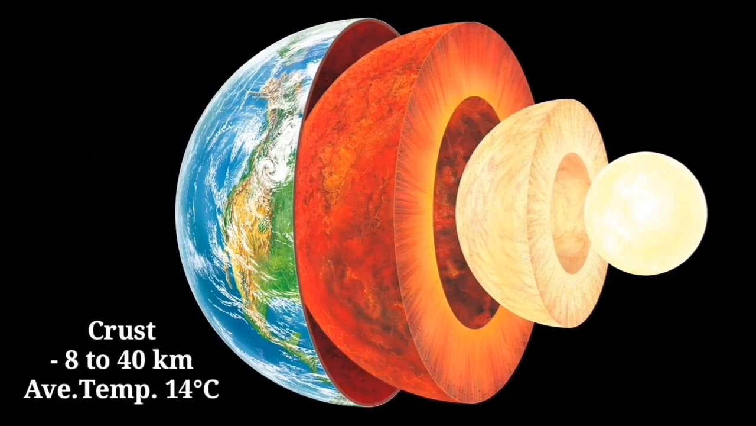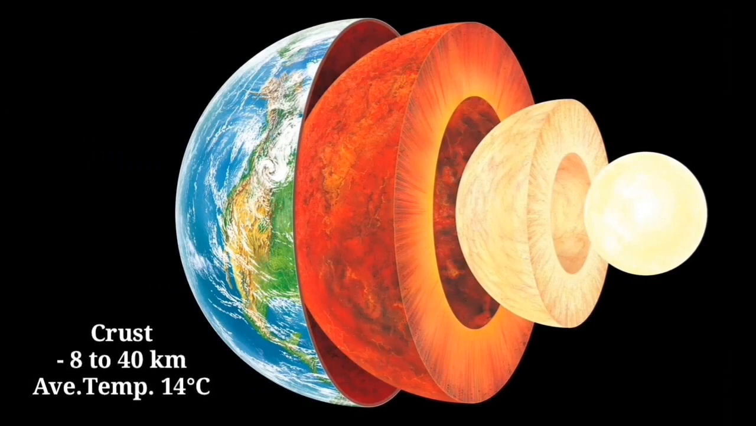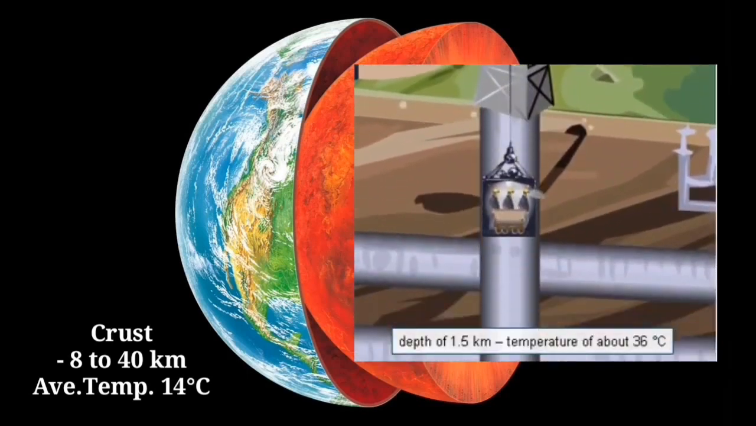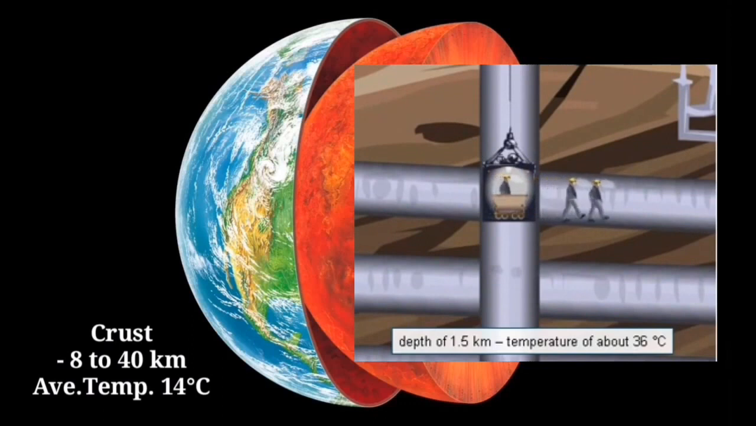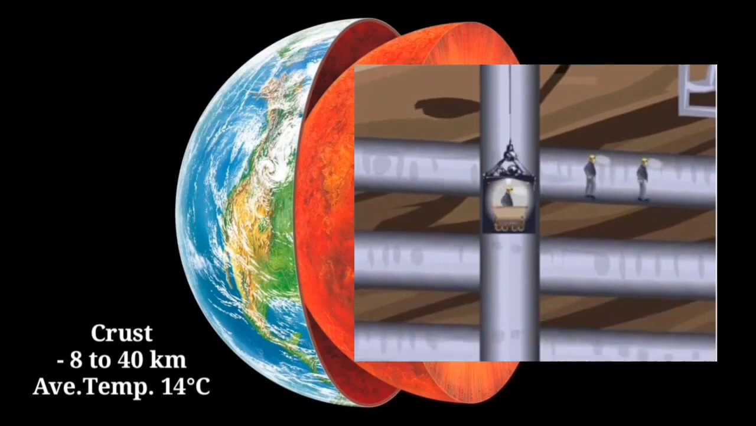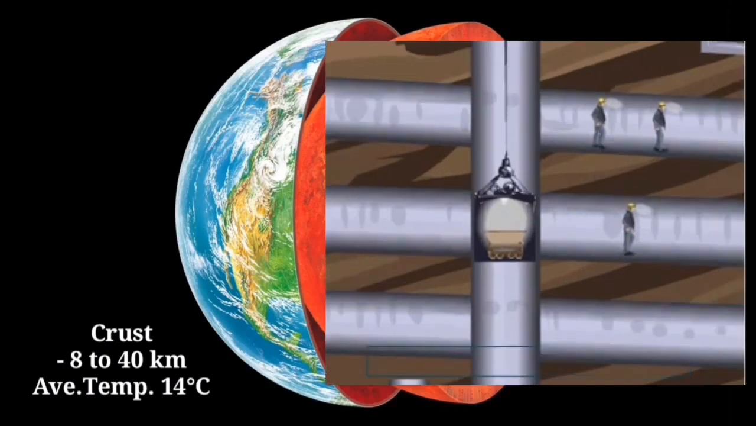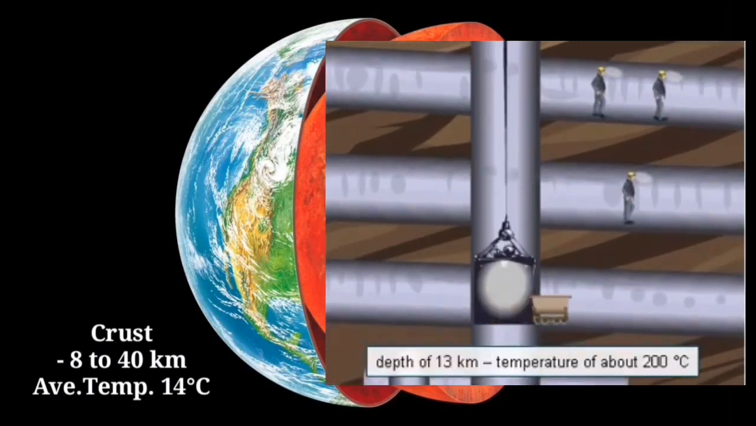The Earth's crust has an average thickness of 8 to 40 km with an average temperature of 14 degrees Celsius. These temperatures vary. For example, in coal mines situated at a depth of 1.5 km, the temperature is about 36 degrees Celsius. In some South African mine, the temperature at a depth of 3 km is 50 degrees Celsius. At certain kilometers, the temperature is as high as 200 degrees Celsius.